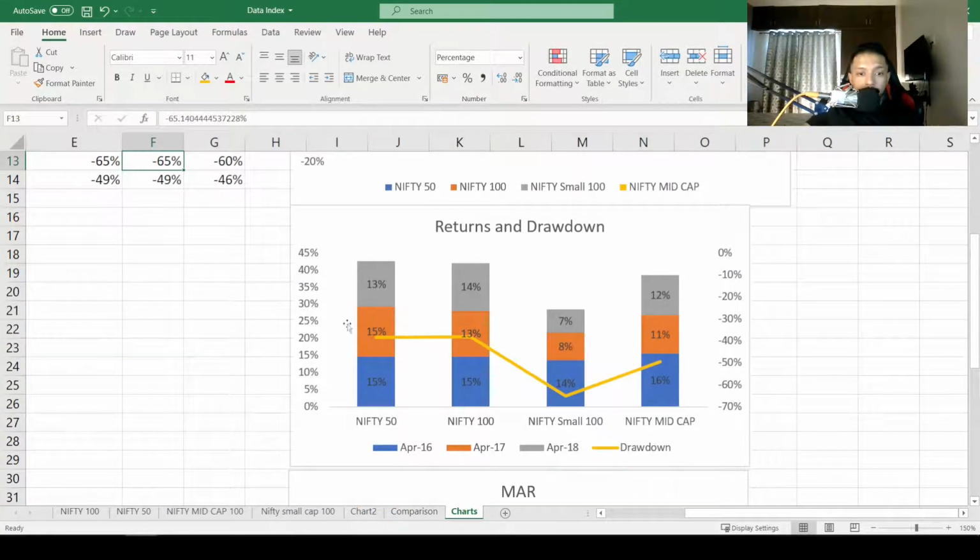So these are returns. Again, different indexes, different periods, okay? So if you see from April 16 onwards, this blue one means 16, the orange is 17 and 18, right? So if you see Nifty 50, from 16 onwards, it's about 15, 17 onwards, 15, and 18 onwards, 18, right? Nifty 100, somewhat similar because it's an extension. Mid cap is also not bad. It's very close. But look at the drawdown.